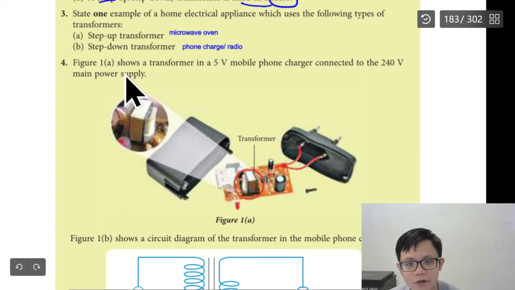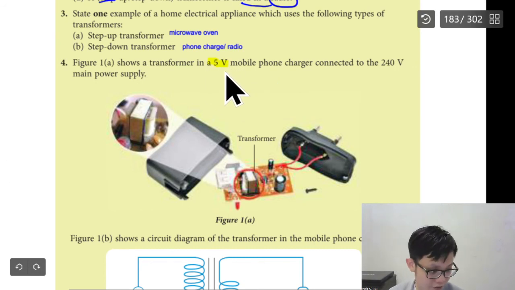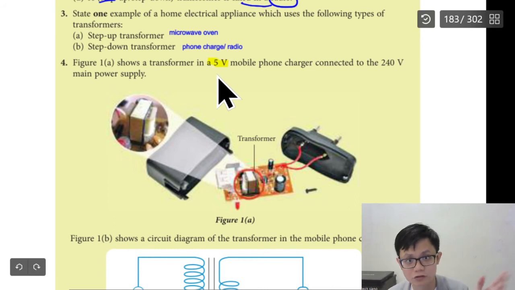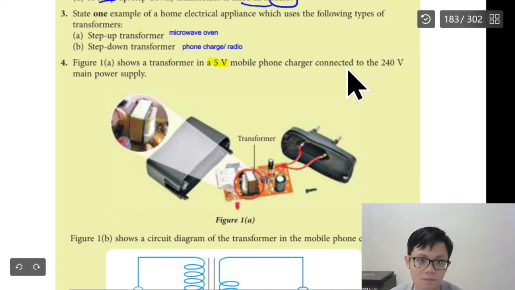Figure 1.8 shows a 5 volt transformer and a mobile phone charger. Yeah, most phones are 5 volt. I don't know iPhone, but I know Android. Android is 5 volt. My phone also is 5 volt. The charger input is 240, so it's quite high. I don't want to make the phone spoil.